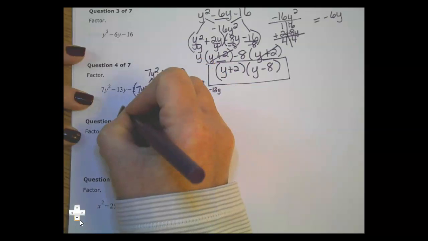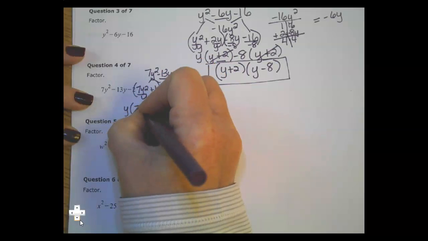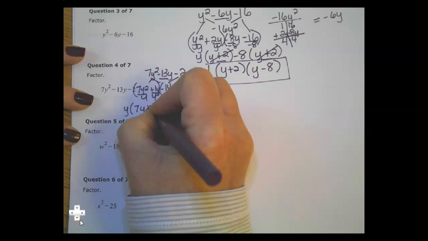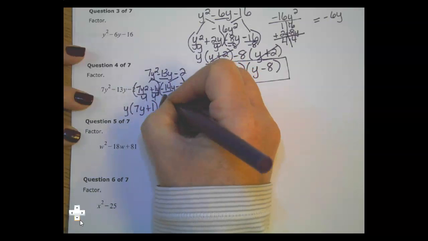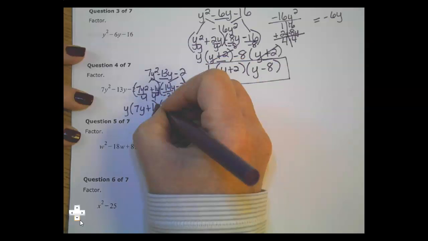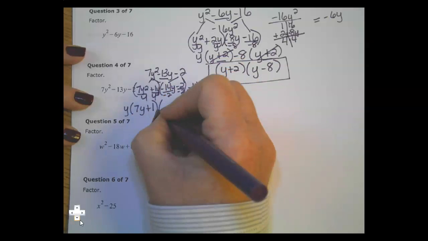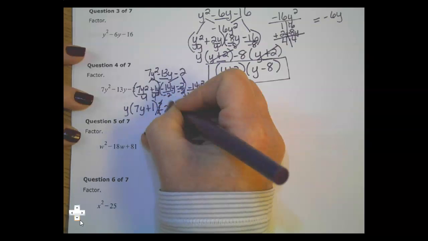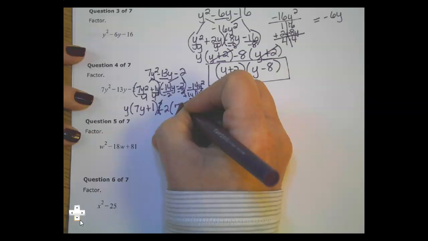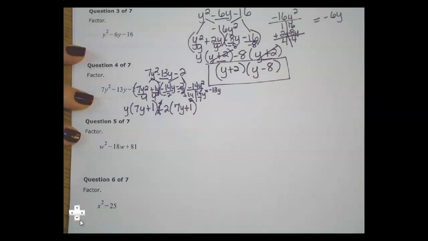So I'm going to take out that y, and I'm left with 7y plus 1. And over here, I'm going to take out a -2. Oops, I squeezed him in. What on earth did I do? So I'm going to take out that -2, and I'm left with 7y plus 1 again.